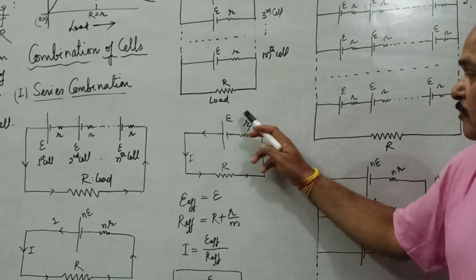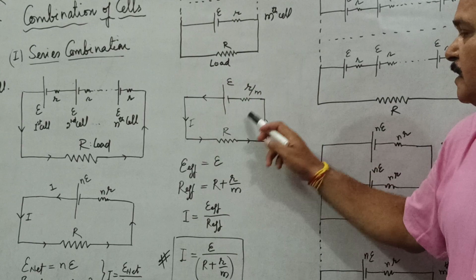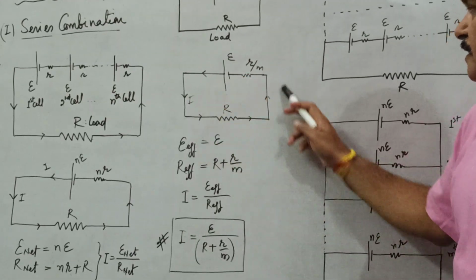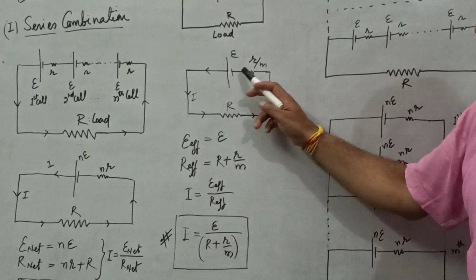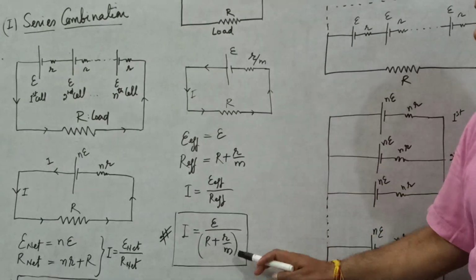Now, what is the total EMF of this battery? E. What is the total resistance in the circuit now? R plus r upon m. So current is going to be E upon total resistance, R plus r upon m.